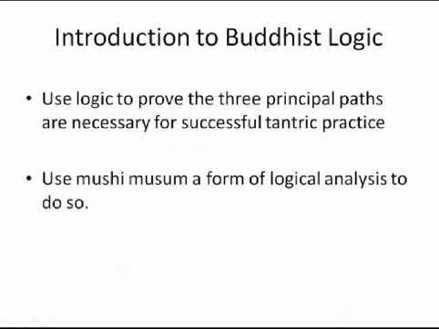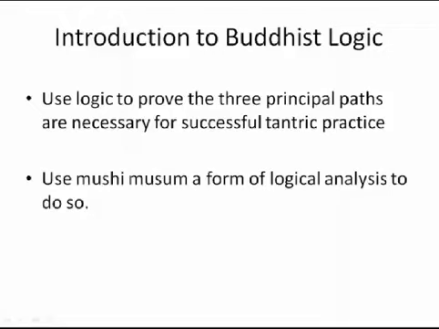Now, as mentioned in the first class, it is important in Buddhism that information is not just taken at face value. One of the ways we verify that the information is correct is by using logic and analysis. In this class, we're going to present one form of logical analysis that is used called Mushi Musum. First we're going to introduce the method, and then I'm going to use it to prove that you must have the three principal paths for successful tantric practice or for Mahamudra.